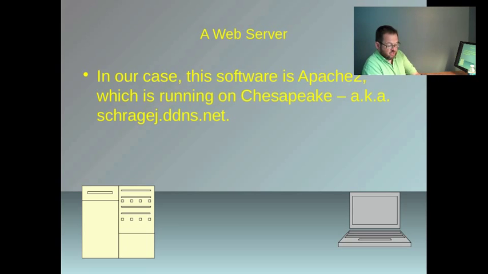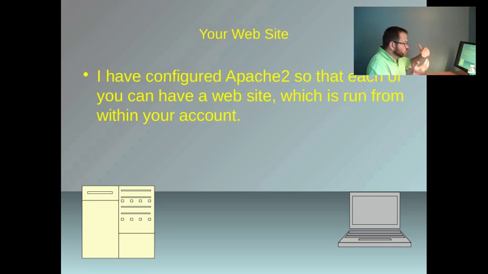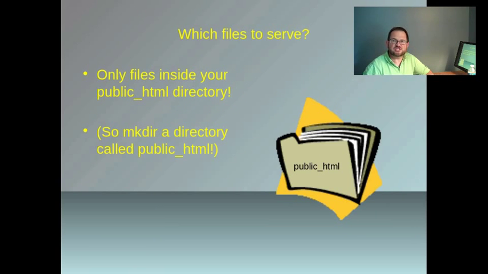But anyway, here on Chesapeake, also known as shragij.ddns.net, we are actually running Apache 2, and I have configured it so that each of you in this class has your own website. Sitting inside of your home directory, you're going to be able to have files in the language HTML that will produce a page. Now your page could be as little and uninspiring as just a few words of text, but odds are you're going to want to have more fun with it than that, because I've taught this class lots of times. I know what students tend to do with this.